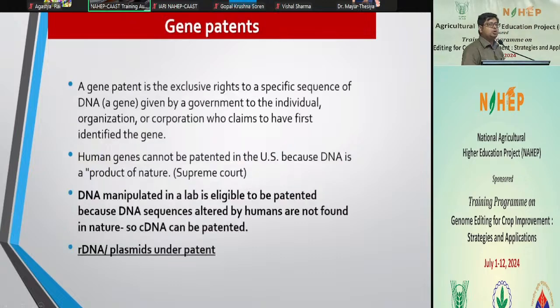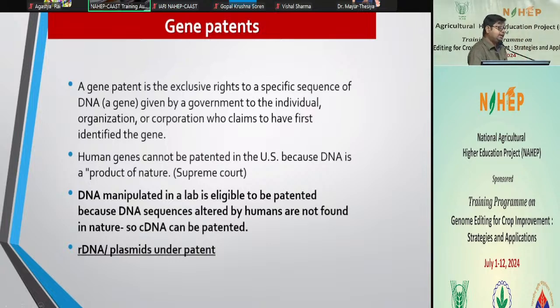Then let's talk about gene patents and the global picture. A gene patent is the exclusive right to a specific sequence of DNA. For example, DNA sequences cannot be patented even under US law. So human genes cannot be patented. There is a US Supreme Court decision on that, because DNA is a product of nature. Even in the US, DNA as such cannot be patented.